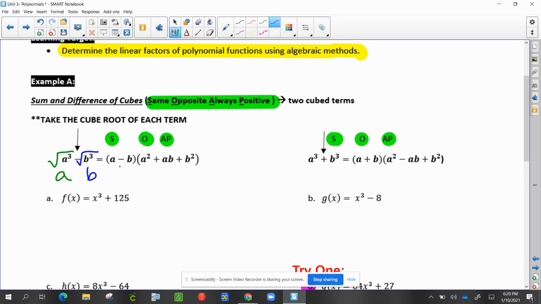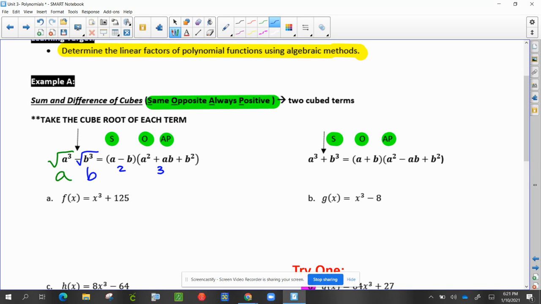So it's always a binomial, 2 terms, and then a trinomial, 3 terms. We cube root them, and then it's always going to be A, B. And then in our trinomial, we take the A term and square it, then we multiply our A and our B terms together, and then we square the B term. Now, if you notice, the pattern for A and B is the same for a difference of cubes or a sum of cubes. The only difference is the sign changes.